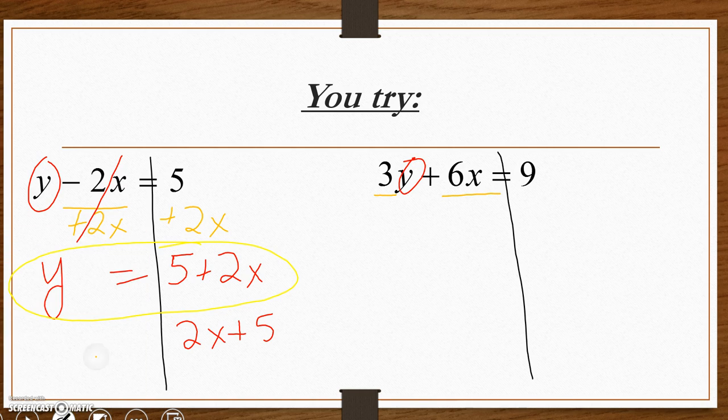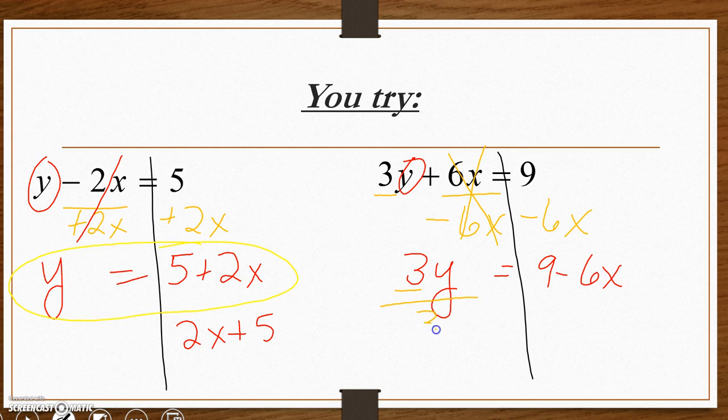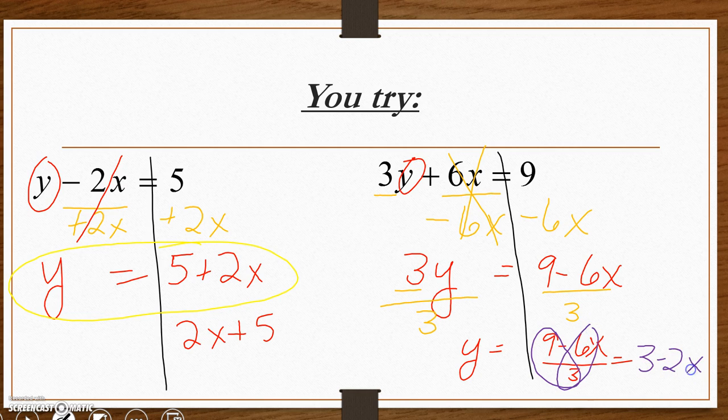For the next one, I need to get rid of the 6x, so I subtract it over. That gets rid of the 6x. I bring down my 3y and 9 minus 6x. Now I got to get rid of the 3. That's in the way, so I divide it over. So your answer could be either 9 minus 6x over 3, or you could actually divide everything. So 9 divided by 3 is 3, 6 divided by 3 is 2, so it could be that as well.